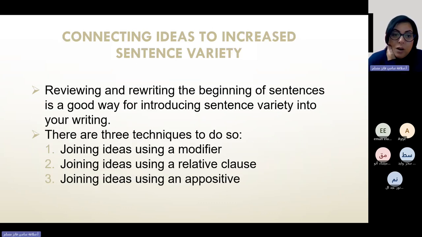All right. Now, we can connect the ideas in a sentence to increase our sentence variety. Reviewing and rewriting the beginning of sentences is a good way for introducing sentence variety into your writing. There are 3 techniques to do so. We can either use a modifier, ing or ed modifier, we can use a relative clause, or we can use an appositive. Okay, we will talk about each one.